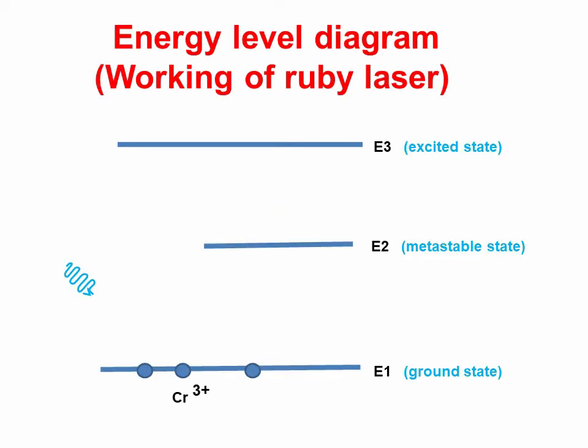The working of the ruby laser can be explained with an energy level diagram. The ruby rod material consists of three energy levels. E1 is the ground state, E2 is the metastable state, E3 is the excited state. Here the active center is the chromium 3+ ion in the ruby rod. The chromium 3+ ions transit up and down among the energy levels. That is why it is called the active center. When the lamp is switched on, the white light of xenon flashes on the ruby rod. The chromium 3+ ion in the ground state absorbs bluish green light and transits to the excited state.